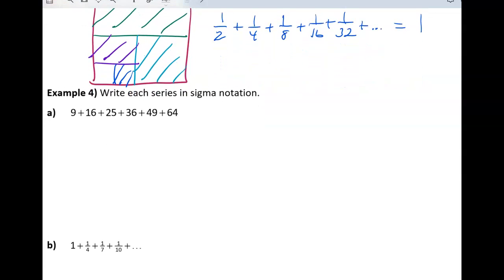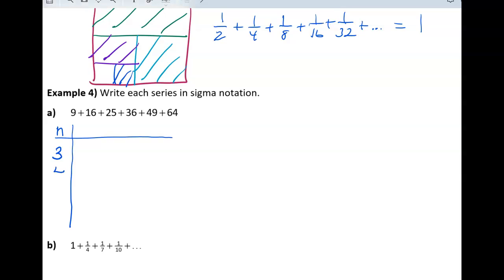All right, more examples of writing in sigma notation. In example 4, we're going to write the series 9 plus 16 plus 25 plus 36 plus 49 plus 64 in sigma notation. And you might recognize this immediately, that those numbers are perfect squares. Well, 9 is the square of 3, so for this series, it may make sense for us to start our summation at 3. I think in general we want to start at 1, but if it's very convenient for you to start at 3, by all means use that initial index to make generating the pattern a little bit easier.